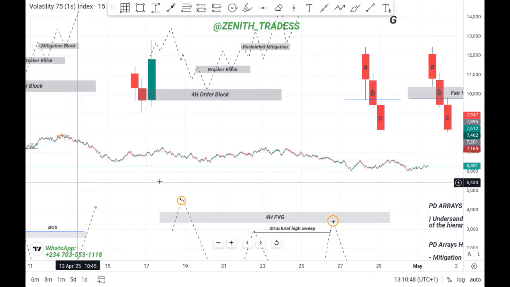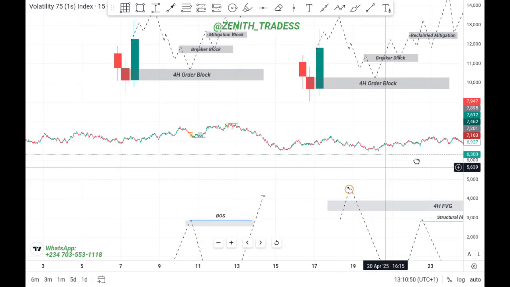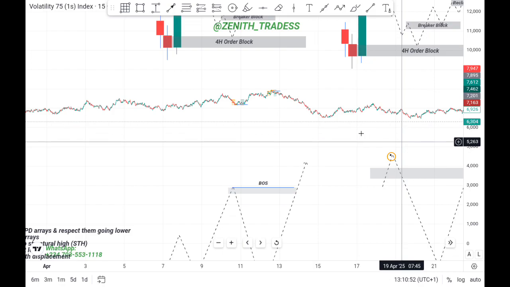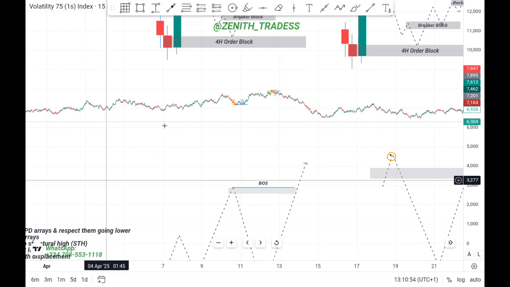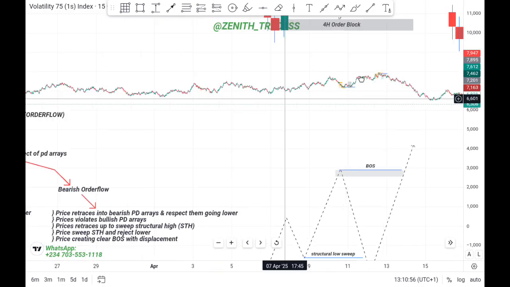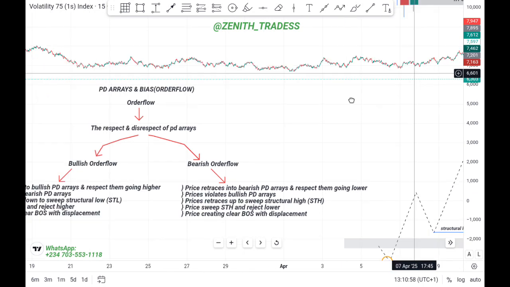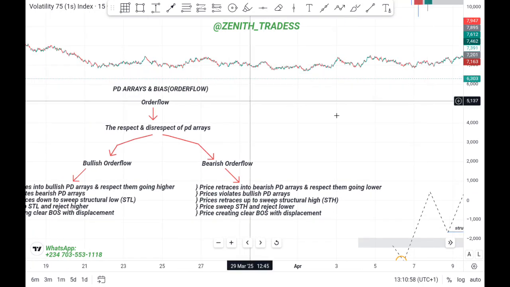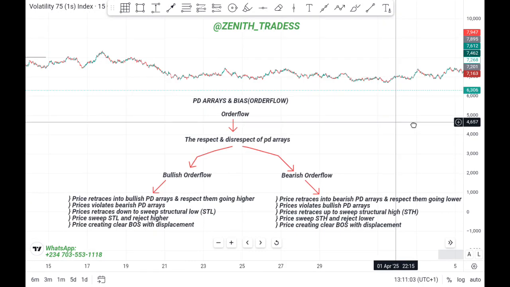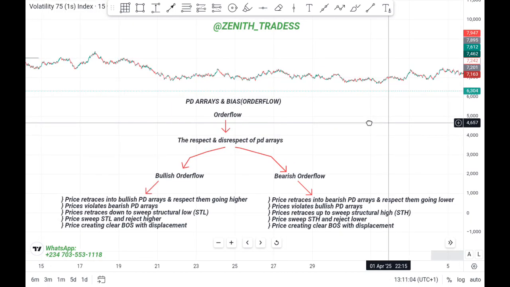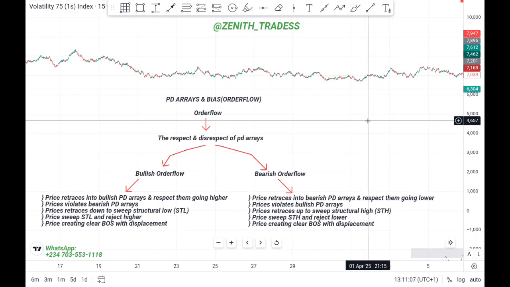So okay, now let's look at PDRs, how you're going to fuse them together with price delivery. As price is moving from discount to premium, or from premium to discount, what is price doing? So PDRs and order flow. Let's look at it. PDRs and order flow, or PDRs and buyers, is going to give us the respect of PDRs. That's what I'm trying to explain basically.